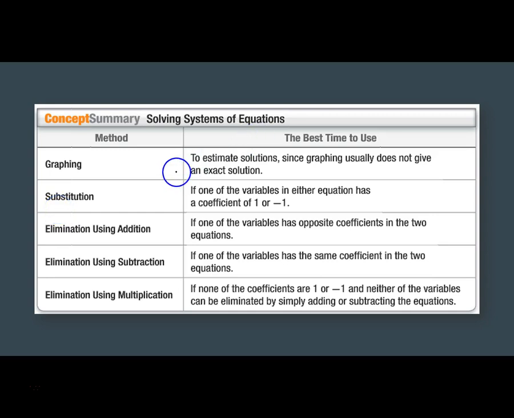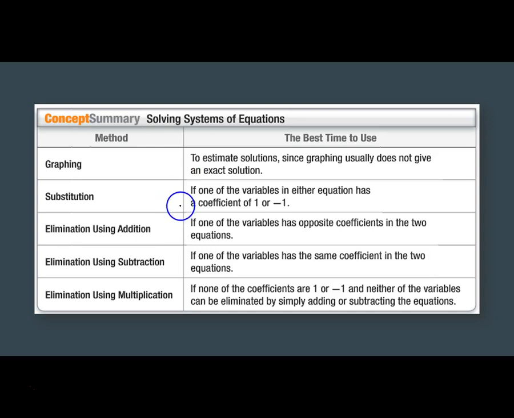So graphing. We want to use graphing when we're trying to estimate solutions. And this is particular because we may not need an exact solution. We may just need to find it's around here. There's a lot of solutions, one solution, or no solutions. So that one's nice for that.